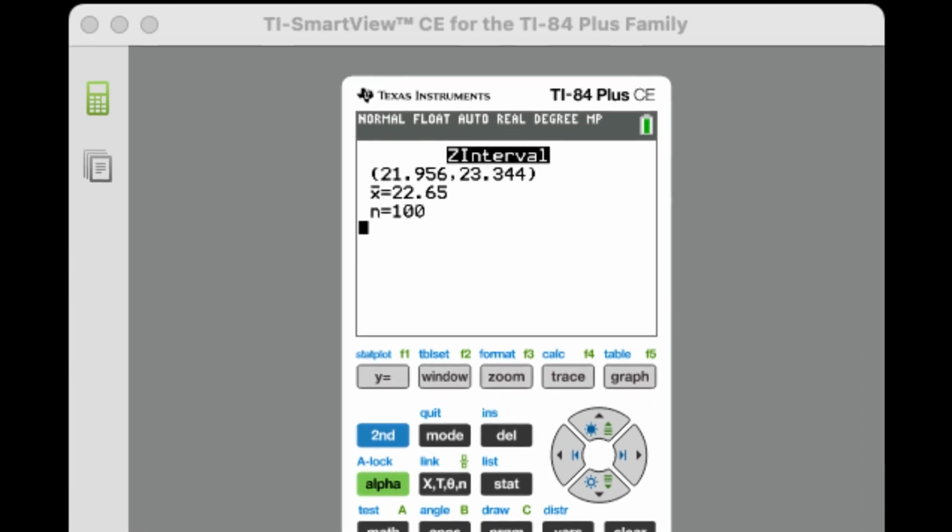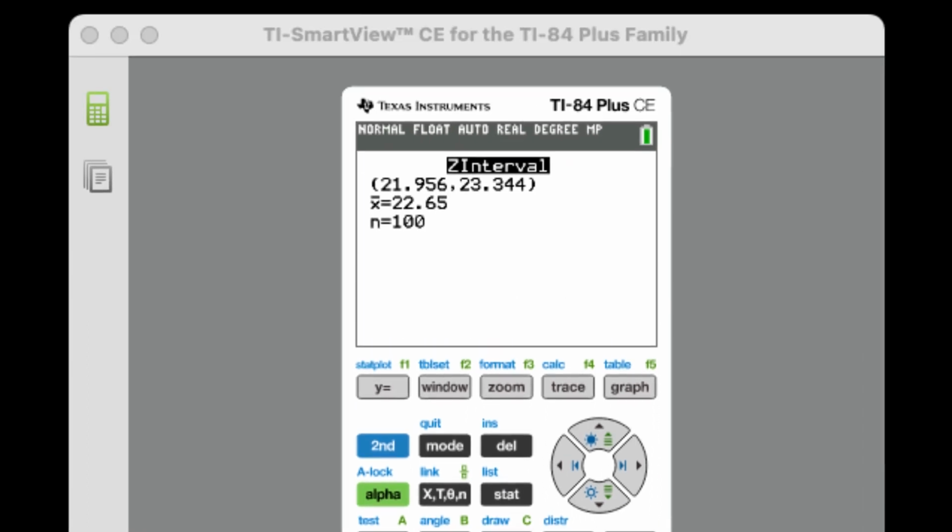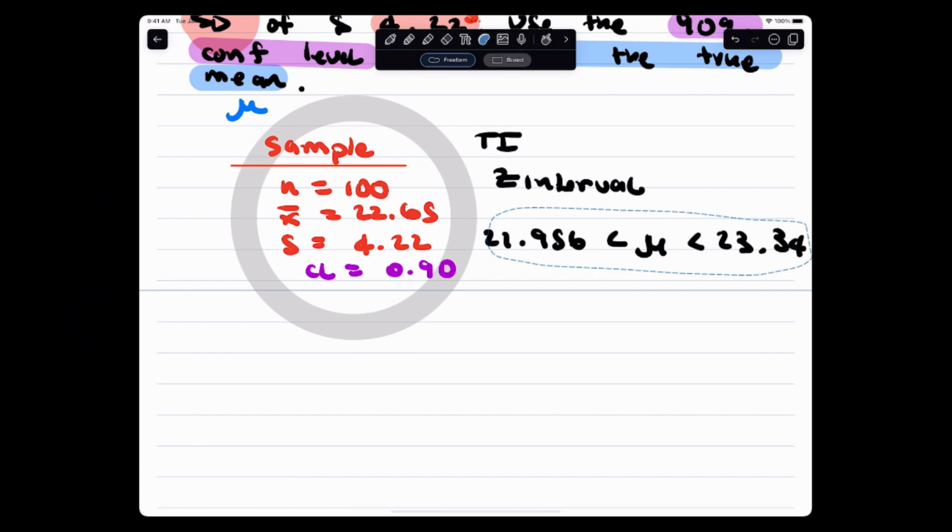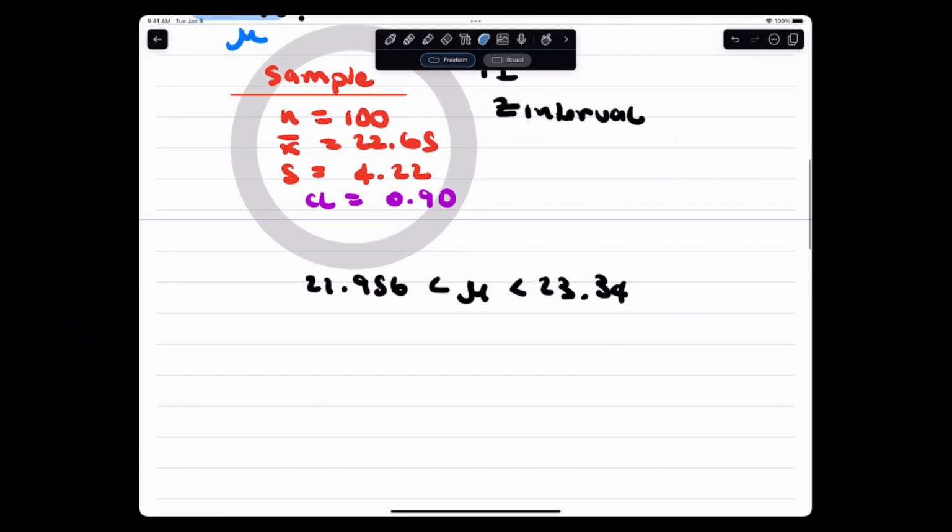21.956 less than mu, which is less than 23.344. Okay, I ran out of space, so I'm going to move it all down. Lower value, upper value, and this is the true mean again. And then we say this again with 90% confidence.